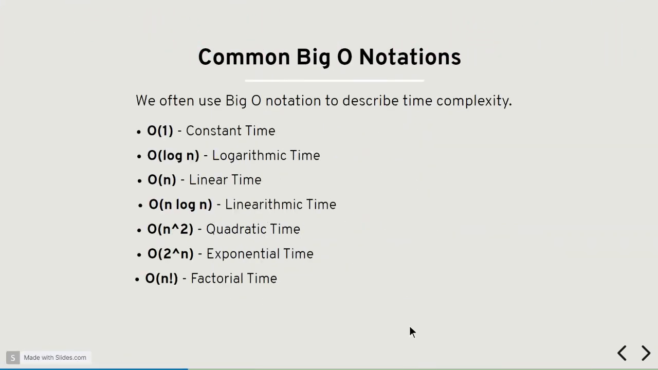Now, move on to the second topic. We have common big O notations. Let's look at some common big O notations you need to know. Firstly, we have O(1) for constant time, O(log n) for logarithmic time, O(n) for linear time, O(n log n) for linearithmic time, O(n^2) for quadratic time, O(2^n) for exponential time, and O(n!) for factorial time. These notations help us understand how the execution time of an algorithm increases with the input size.